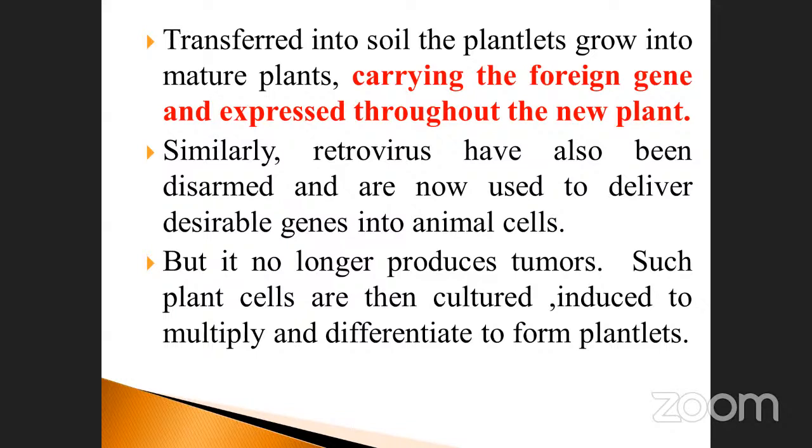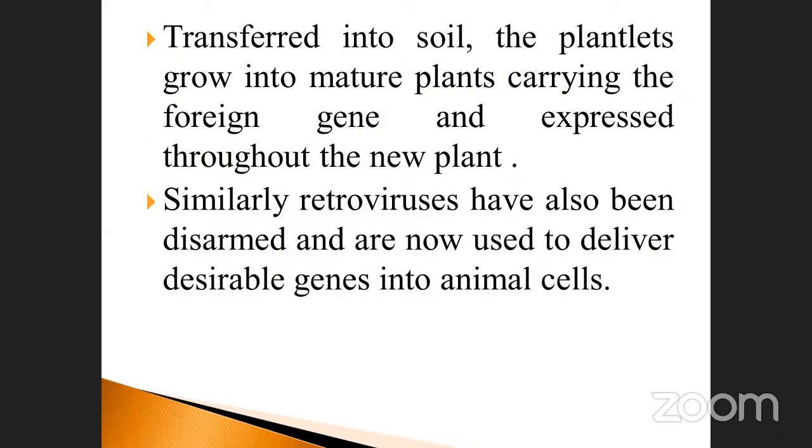Similarly, retrovirus have also been disarmed and are now used to deliver a desirable gene into the animal cell also. Sometimes, take an example. But it no longer produces tumors. Such plant cells are then cultured, induced to multiply and differentiate to form plantlets. It is a short period. Transfer into soil, the plantlets grow into mature plants carrying the foreign gene, expressed throughout the new plant.